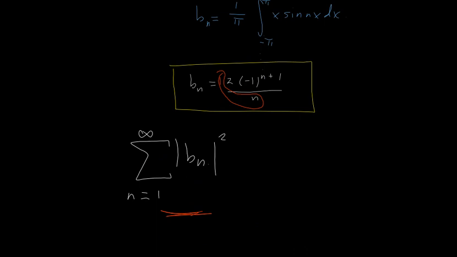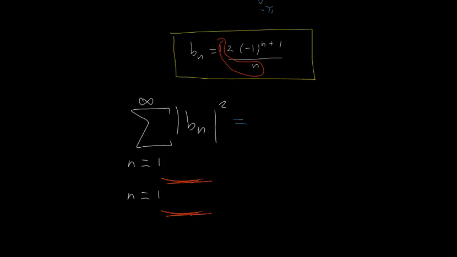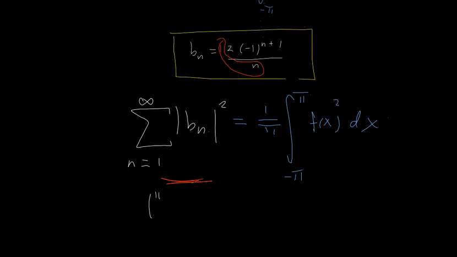And then this is equal to 1 over pi times the integral from minus pi to pi of f of x all squared dx. This is known as Parseval's identity. This is the definition of Parseval's identity.